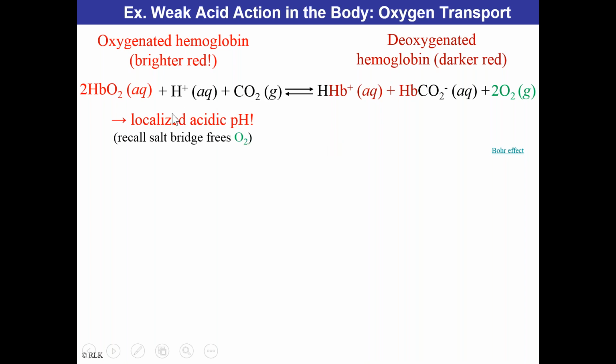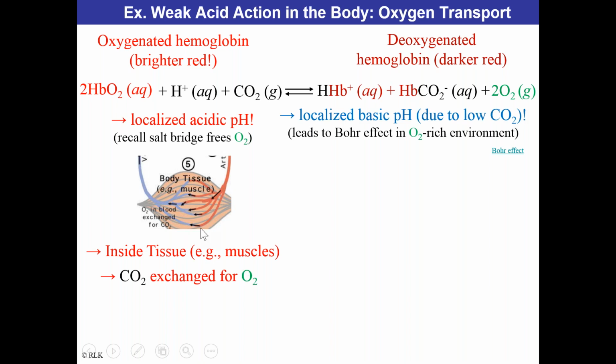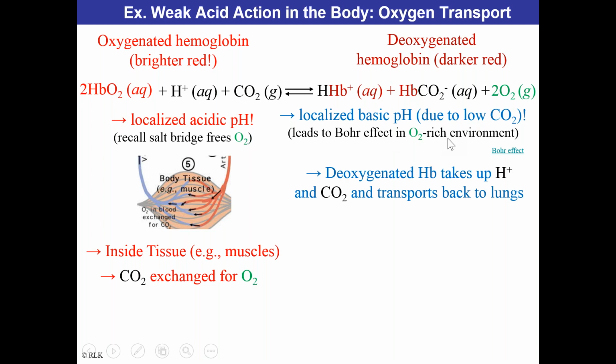So let's take a look. Again, if you have a localized acidic pH, a salt bridge forms and thus frees oxygen from the hemoglobin, okay? It releases it. This is especially the case inside tissue. CO2 is exchanged for oxygen. Then, whenever there's a localized basic pH due to low CO2 content, if CO2 is exchanged for oxygen, hemoglobin now has the CO2 attached to it. That leads to the so-called Bohr effect, and this is not Niels Bohr, this is a different Bohr, who showed that in the localized pH environment, the deoxygenated hemoglobin takes up that proton and CO2 and takes it back to the lungs.